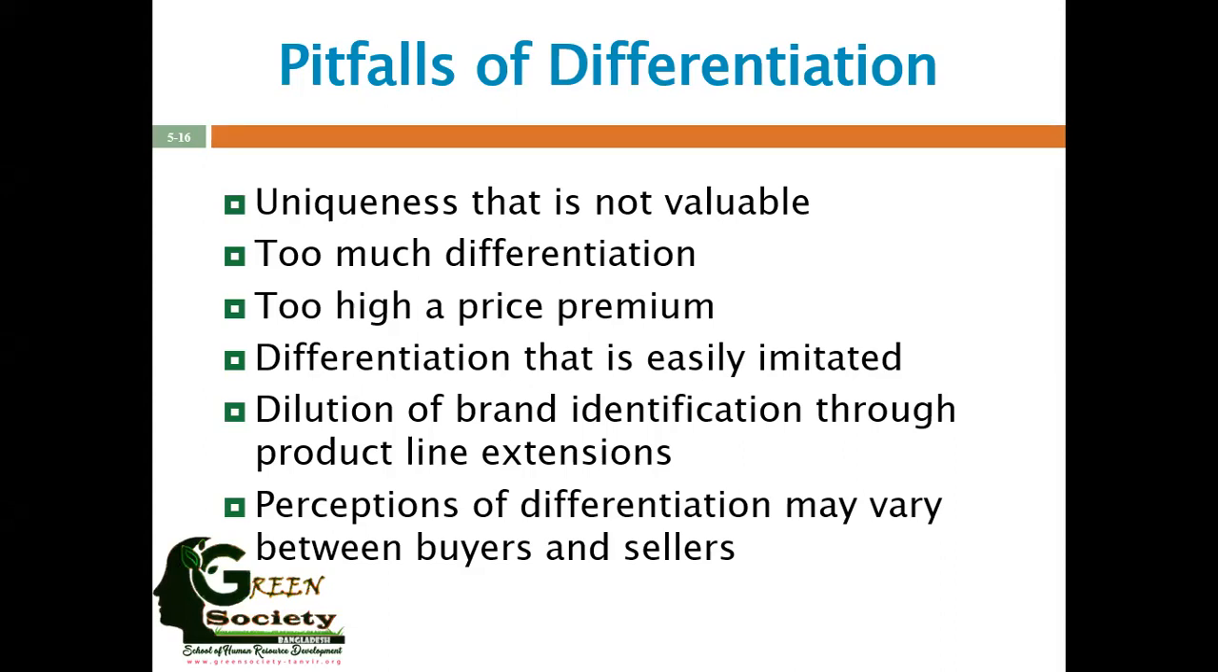will demotivate people to buy the product. Too high a price premium. Differentiation that is easily imitated. Dilution of brand identification through product line extension. You have more product lines because you are going for adapting new features. So more product lines means dilution of brand identification.